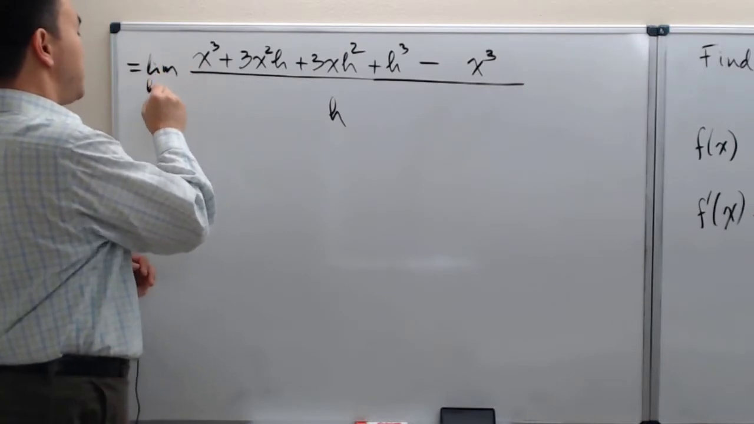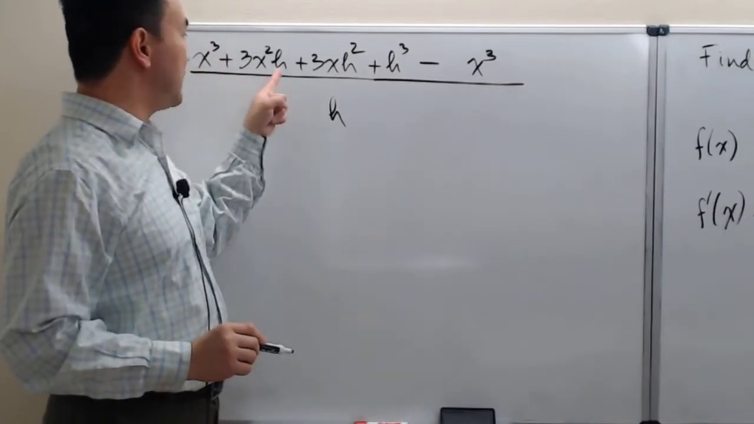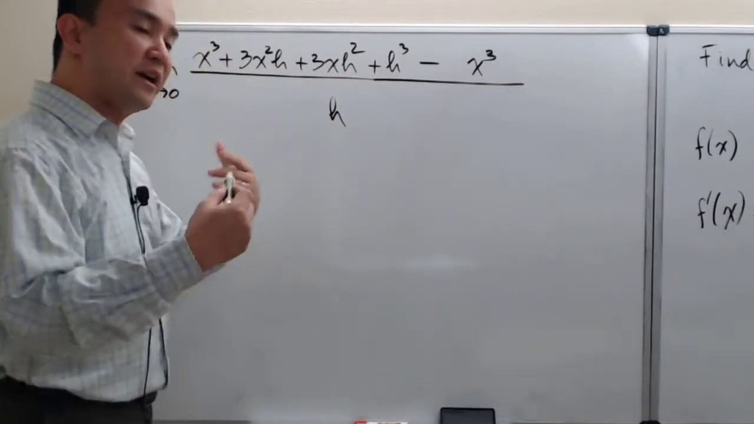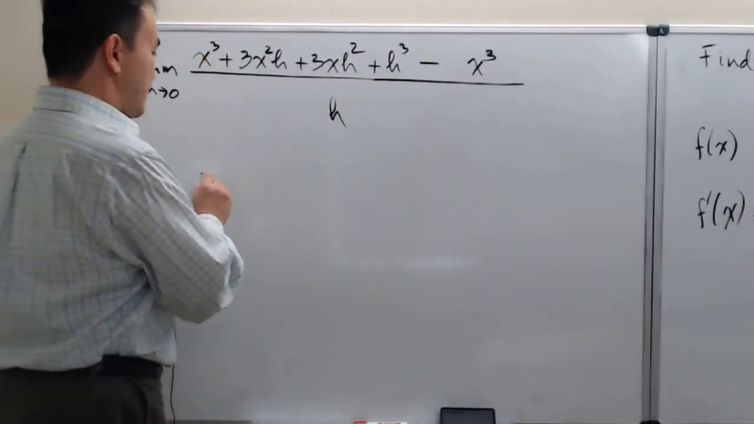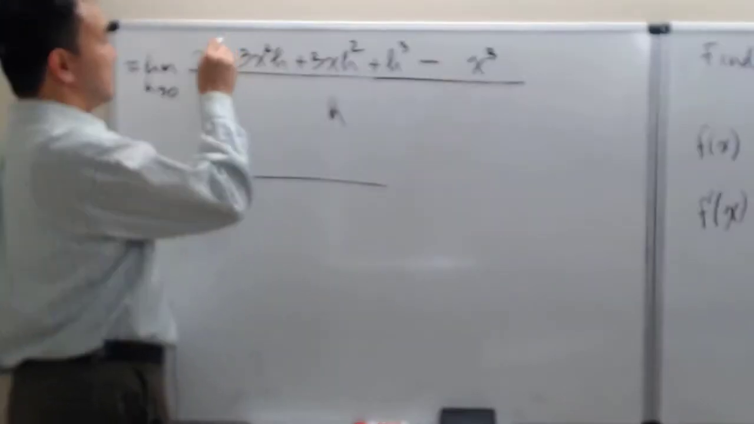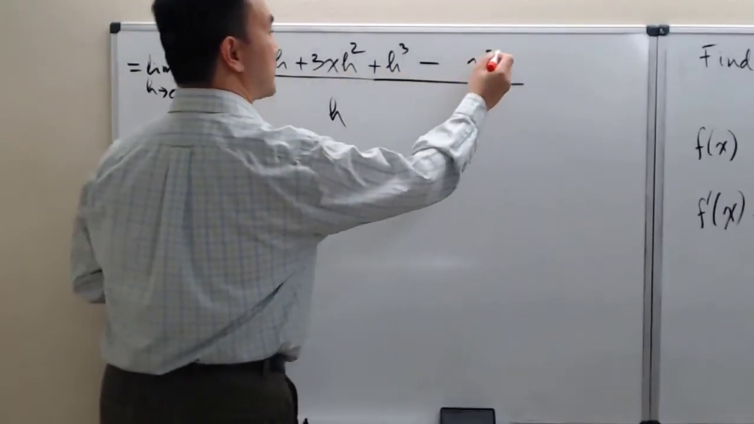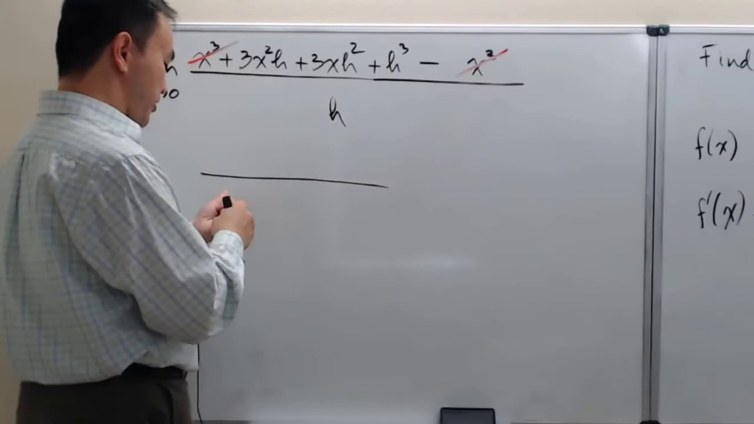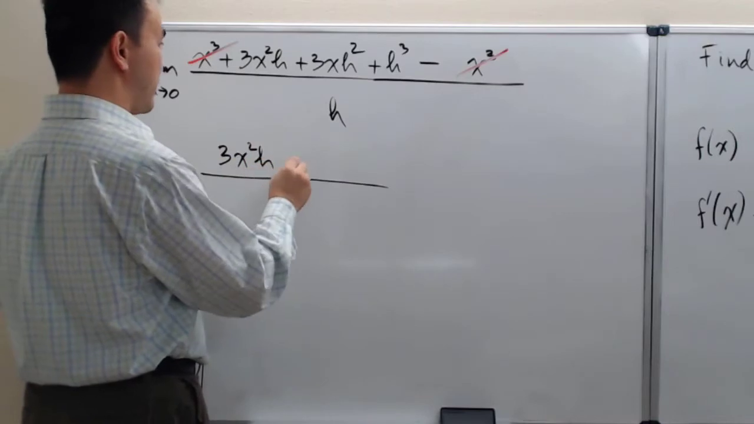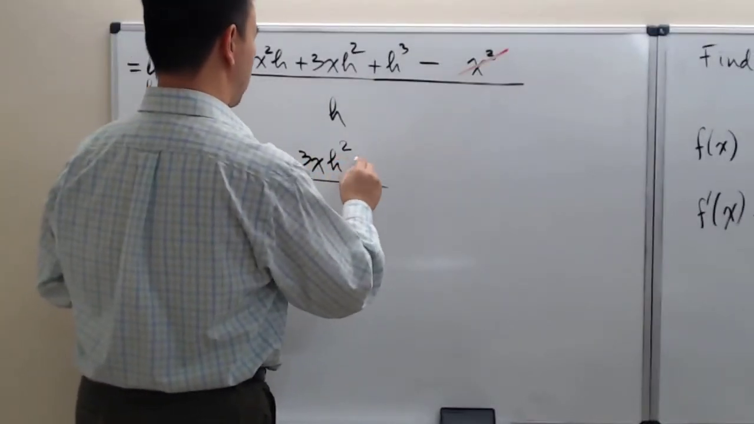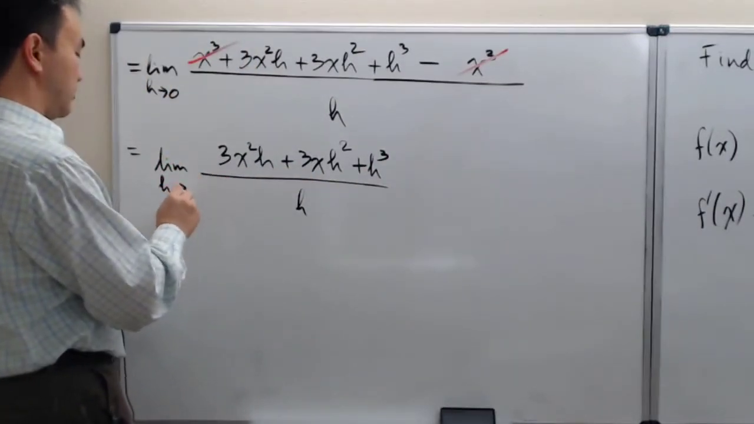Now we take the limit as h goes to 0, and none of the steps we've been doing so far is safe to apply limit laws directly. So for that reason, I am going to continuously simplify my expression. And so here I have opposite terms, which cancel. So my next expression is going to be 3 x squared h in the numerator plus 3 x h squared plus h cubed, over h. And we're taking the limit as h goes to 0.